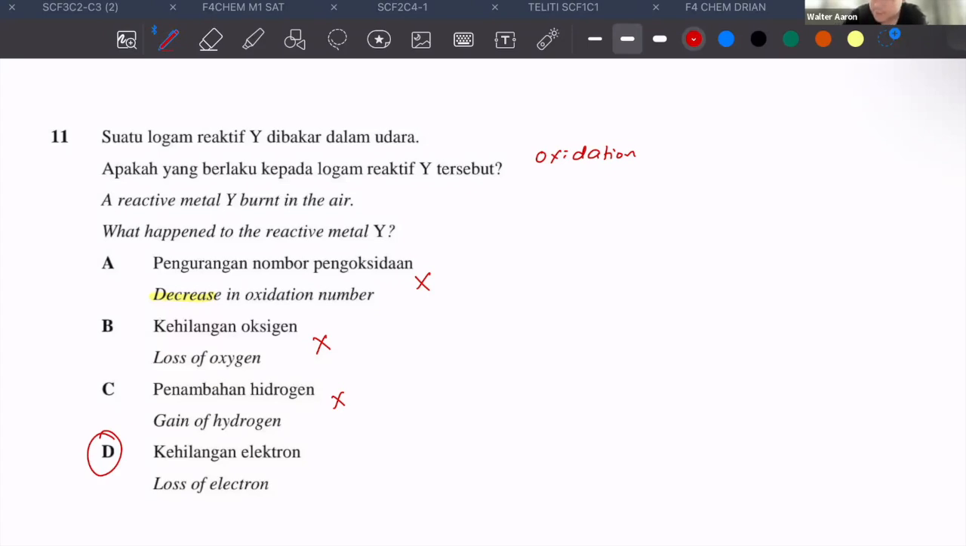Usually what happens is that if you have metal Y, the Y will donate electrons away to the oxygen. Why? Because oxygen is more electronegative, while the metal is usually more electropositive. So when they react with another substance, they usually donate the electrons away. So the best answer for number 11 here will be D.